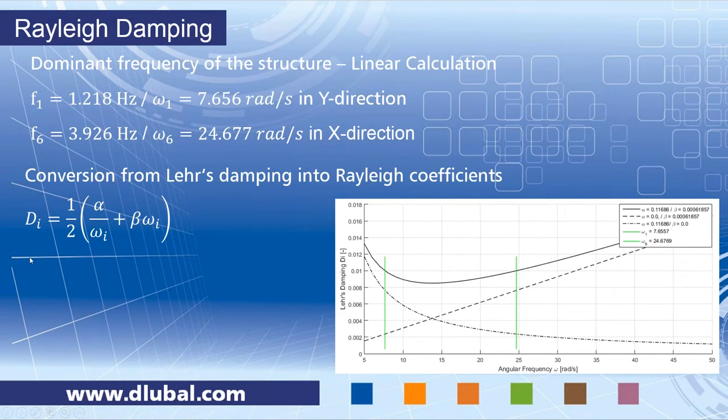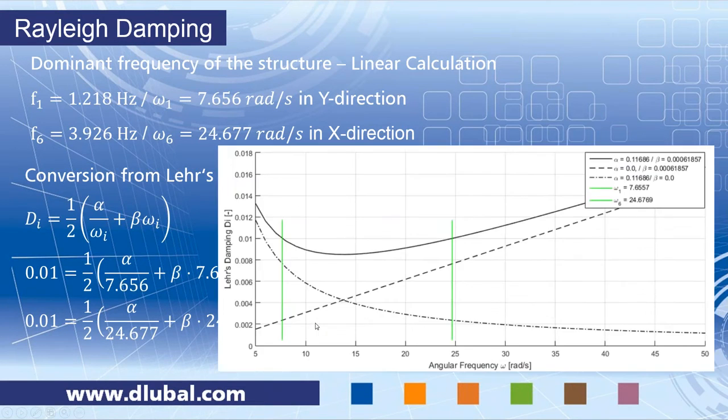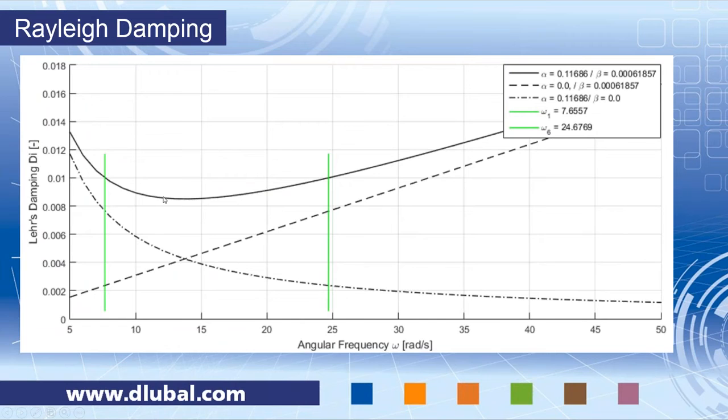And all we have to do now is enter all the values we know. And I want to achieve 1% Lehr's damping. And I just enter my frequencies, in radians per second, because that's omega here, that's the angular frequency. And so I end up with two equations and two unknowns. That's a system of equations which you can easily solve. And what you get is the solid black line here.